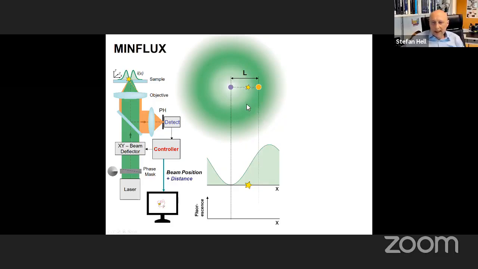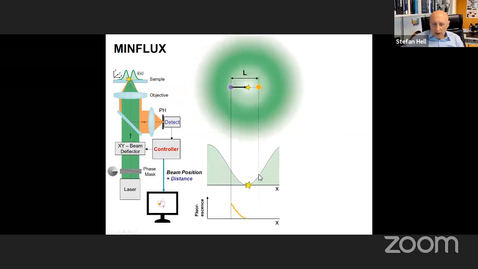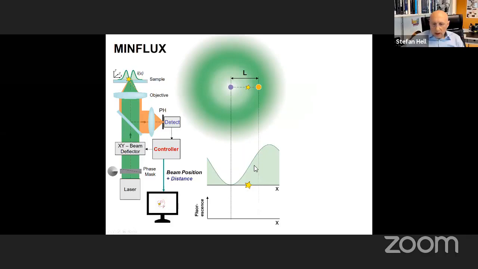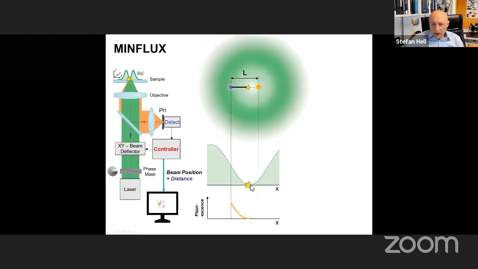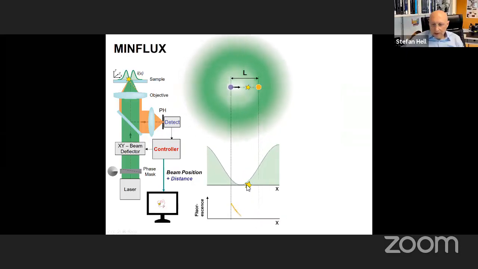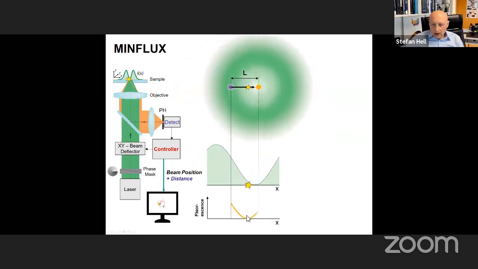Well, the simplest way of doing it is just to scan the donut over the molecule. And this is the intensity profile of the donut, which in first approximation is quadratic. And you see now, once the zero overlaps with the molecule, the fluorescence signal here is zero. So this is the fluorescence signal that is produced if you scan the donut across the molecule. And of course here, where the zero overlaps with the position of the molecule, fluorescence would be zero. And then we know, of course, the position of the molecule.